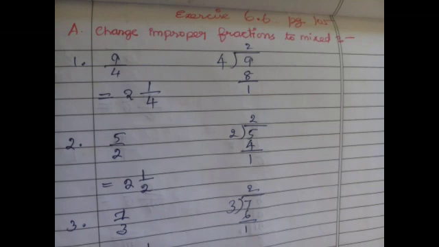Next one is 5 by 2. Again we divide 5 by 2. 2 2s are 4. Quotient is 2. 2 is the whole number. Remaining 1. 1 by 2 is the fraction. So 2 1 by 2.